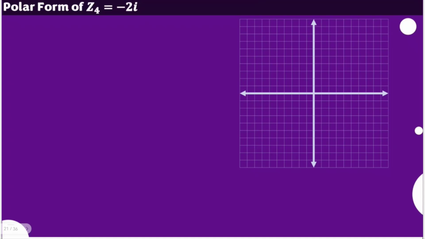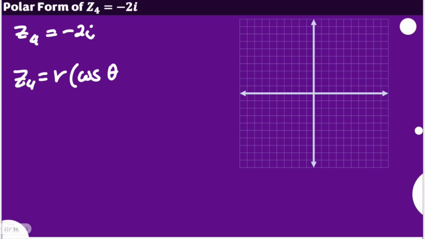Let's try to identify the polar form of the complex number z sub 4 is equal to minus 2i. Again, our complex number here is minus 2i. Now, to determine the polar form, we really need to identify the following, because we could write this in this manner: r times cosine theta plus i sine theta. Our r is identified as the modulus of our complex number.